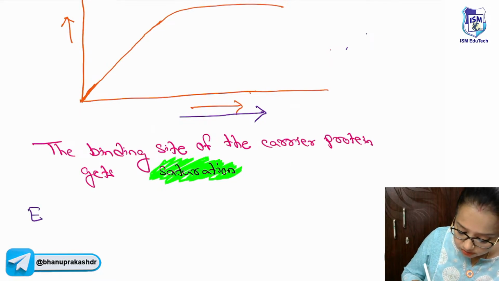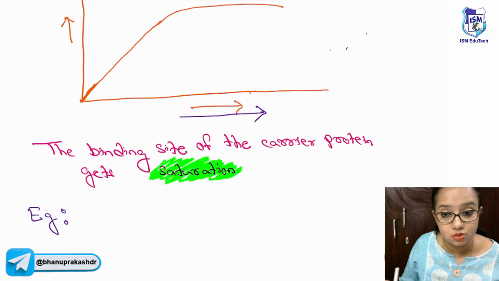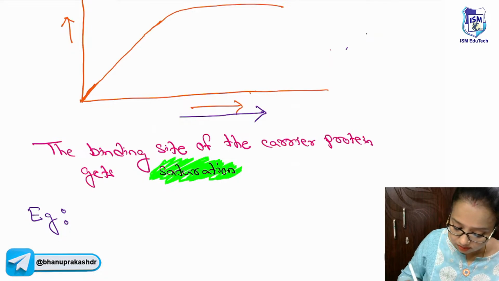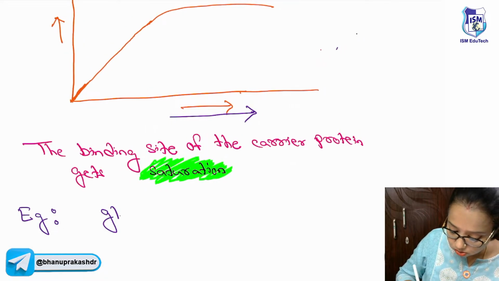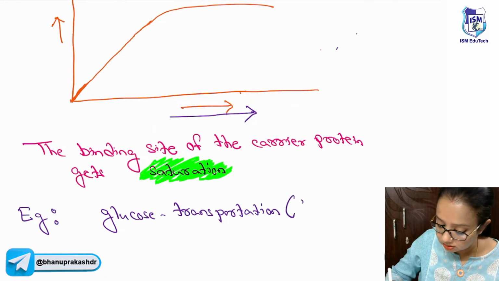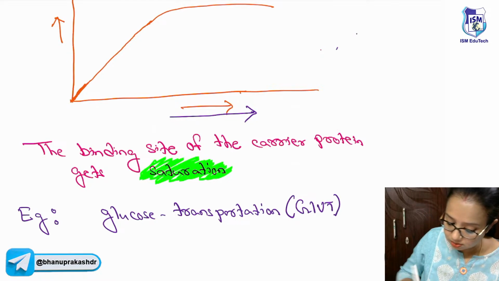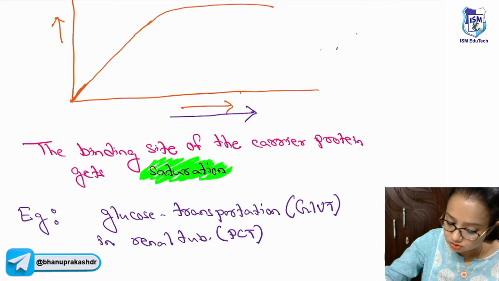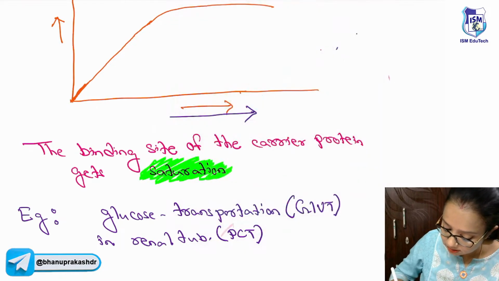Very good example of it, which all of you have studied and all of you know. What is the example? It is the glucose transportation via the GLUT carrier protein in the renal tubules, very specifically the proximal convoluted tubule. Right? This is the thing that we have studied there also.